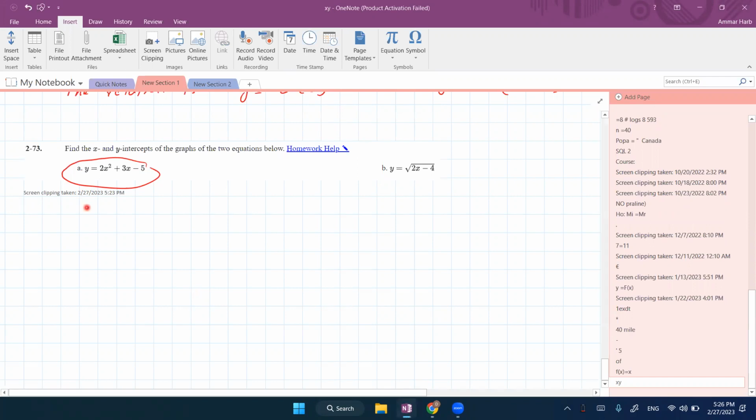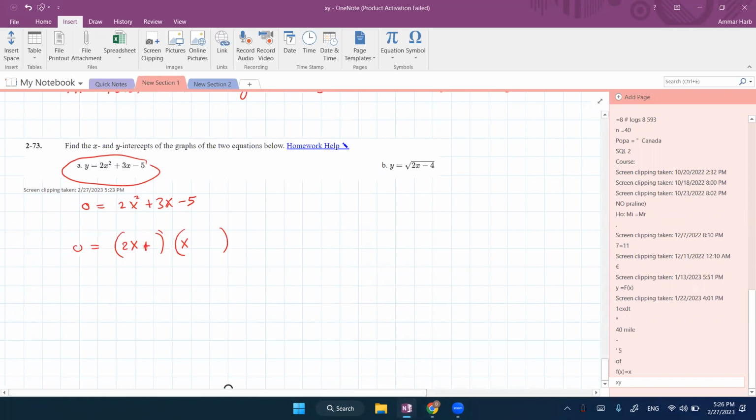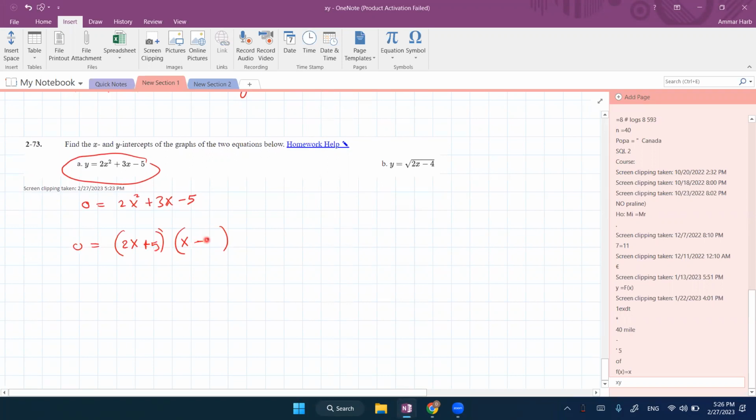Let's talk about finding the x-intercept here. We can do that by replacing y with 0. And now we can use the quadratic formula, or we can also factor this. So it will be 2x and x here. Negative 5 can be split as plus 5 here and minus 1 here. If we FOIL this, we will see that we will get the original quadratic equation.